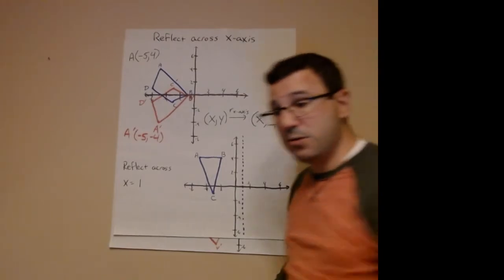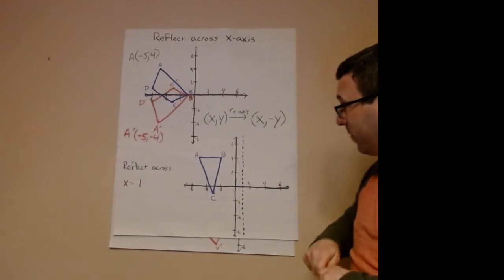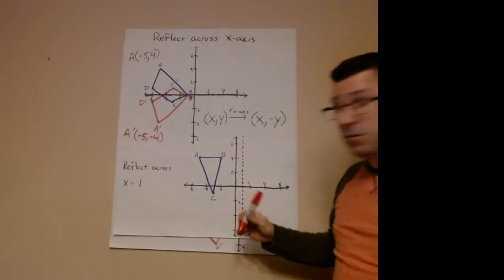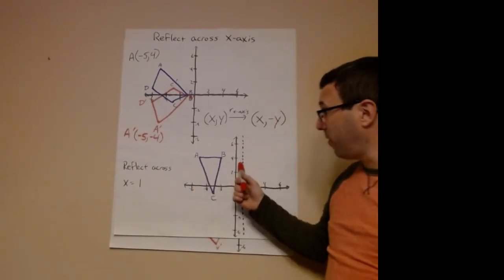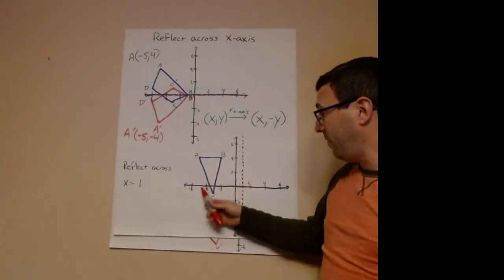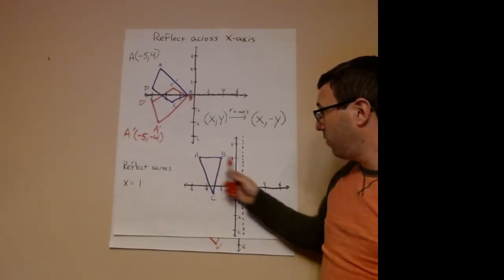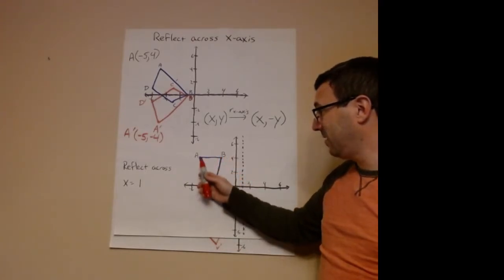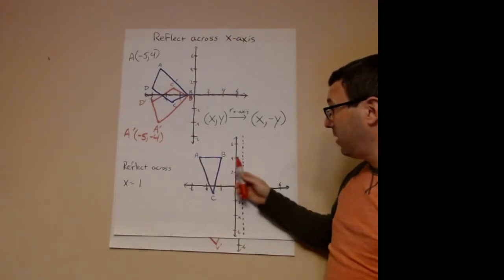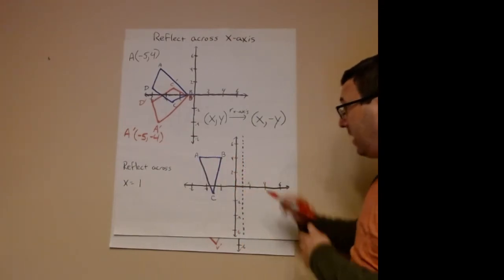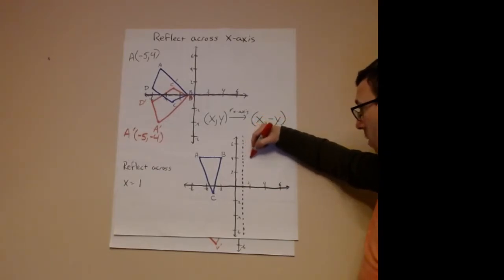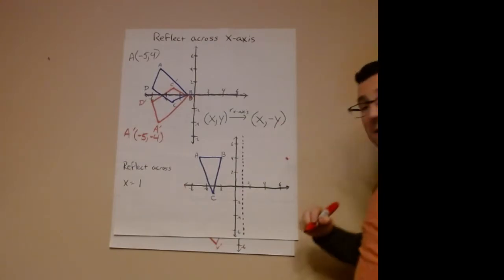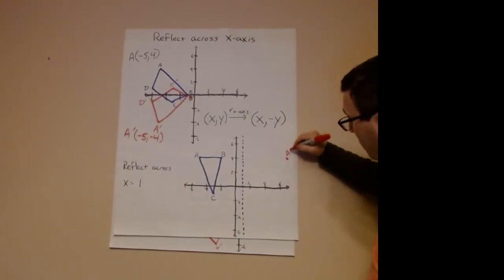And just like I was doing before, I'm going to count how far my point is from the line of reflection. So we have here, this is 1, 2, 3, 4, 5, 6 from our line of reflection. So I'm going to count, hope I did enough, 1, 2, 3, 4, 5, 6 to the right. So there's A prime.